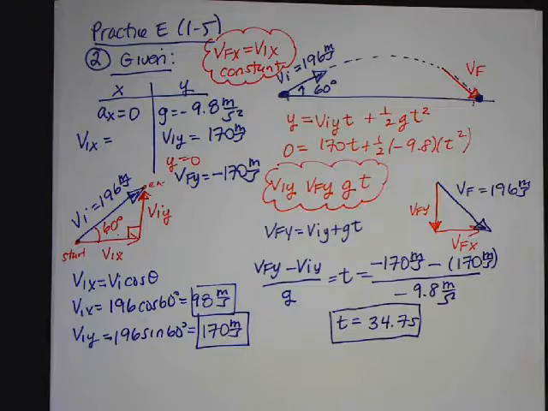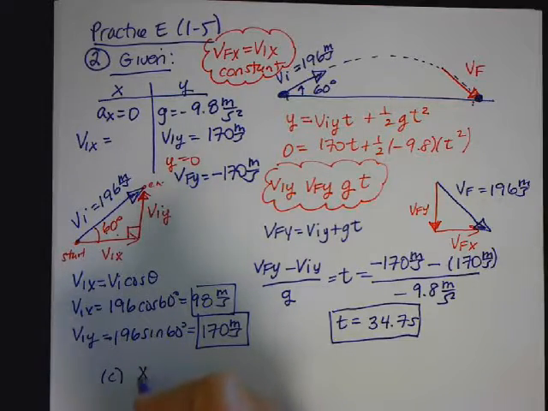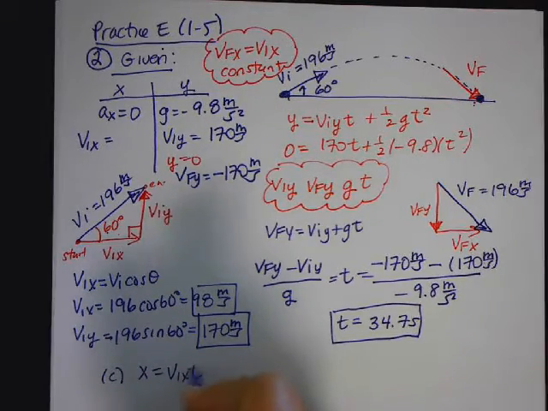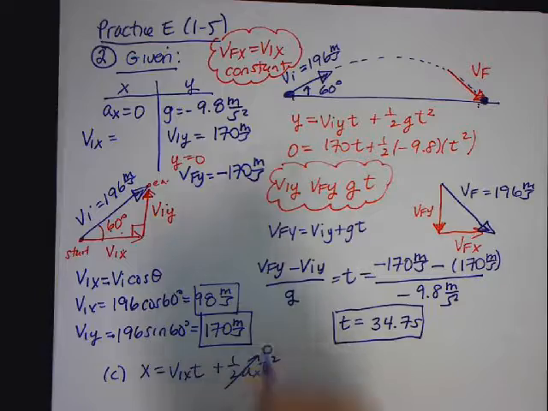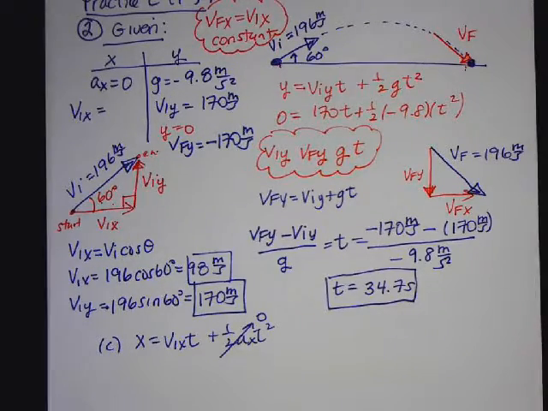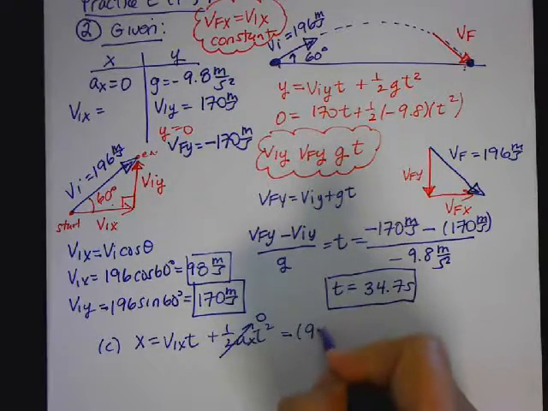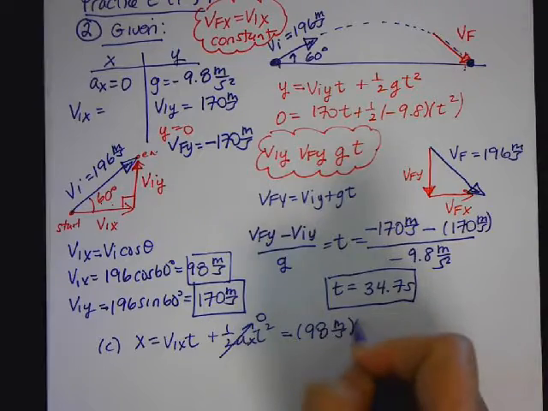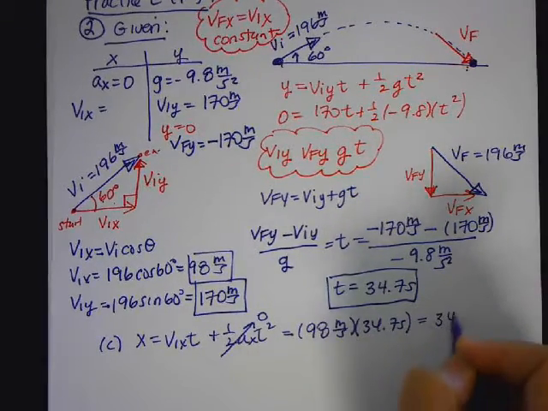Okay, now let's look at part C. Now part C is easy because we've already done this. We know X is equal to VIXT, and remember our original equation was 1/2 AXT squared, but AX is always 0, so that whole last term disappears. So this just becomes 98 meters per second times 34.7 seconds, and that's about 3,400 meters.